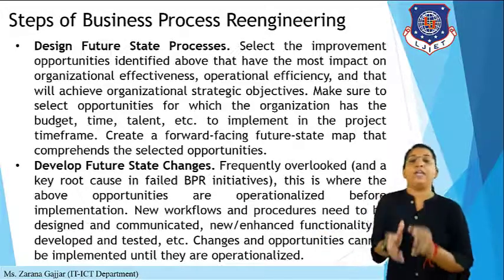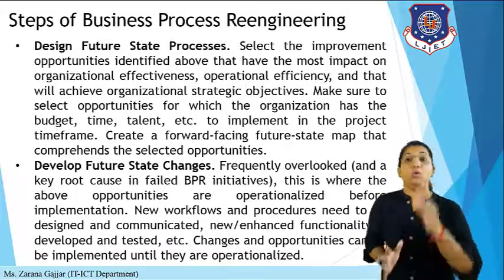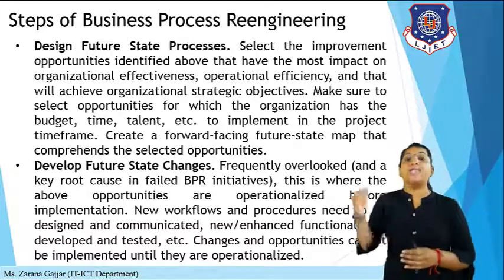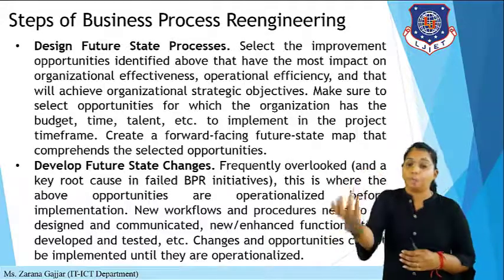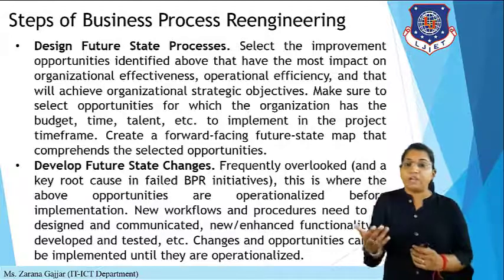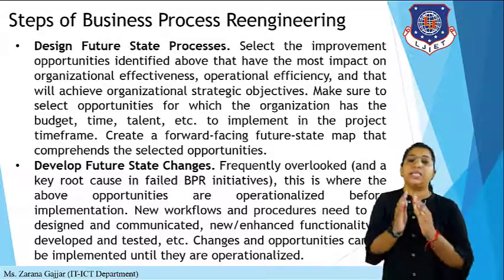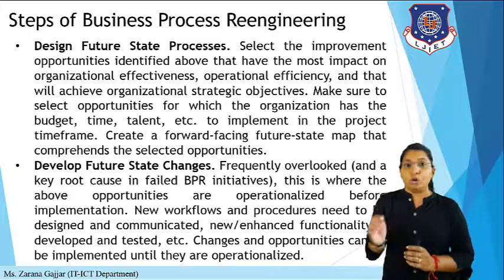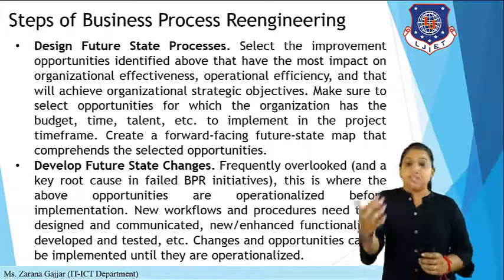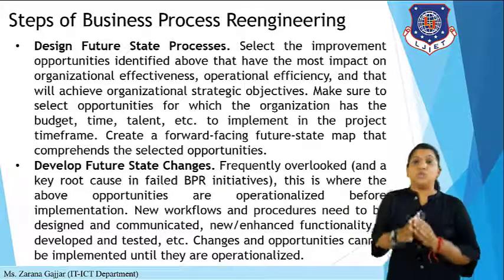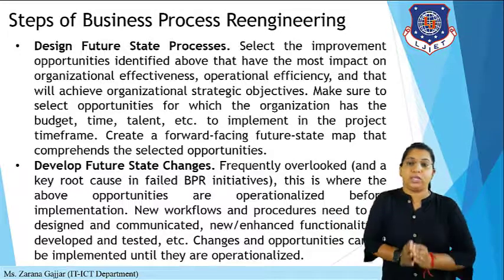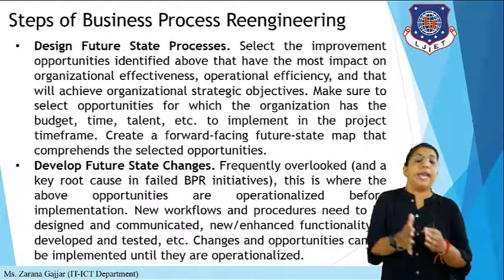Next is designing the future state process. Now you have identified what kind of opportunities you have, so you have to design for that particular thing for the future state process. Select the improvement opportunities identified above that have the most impact on organizational effectiveness and operational efficiency, and that will achieve organizational strategic objectives. Make sure to select opportunities for which the organization has the budget, time, talent, etc. to implement in the project time frame, and create a forward facing future state map that comprehends the selected opportunities.